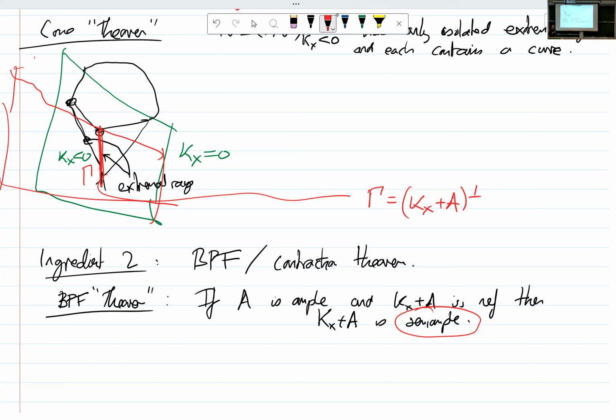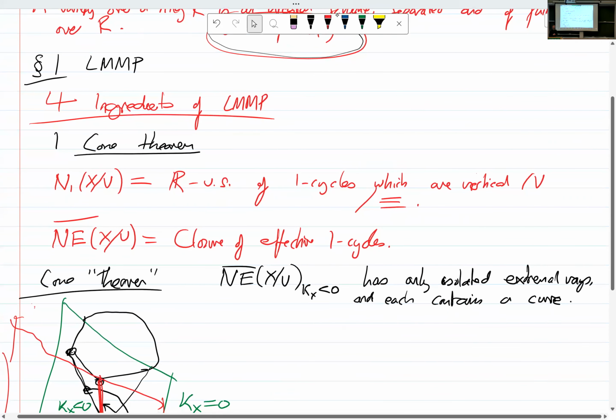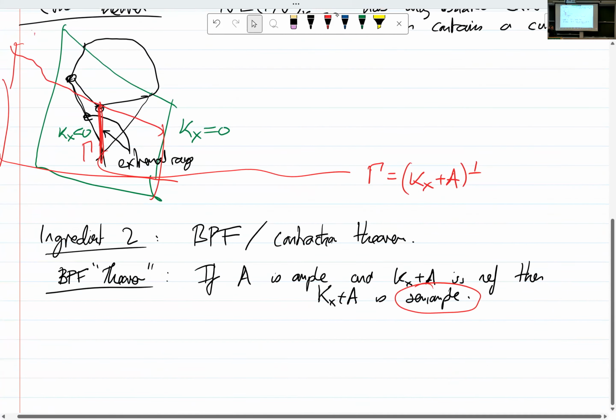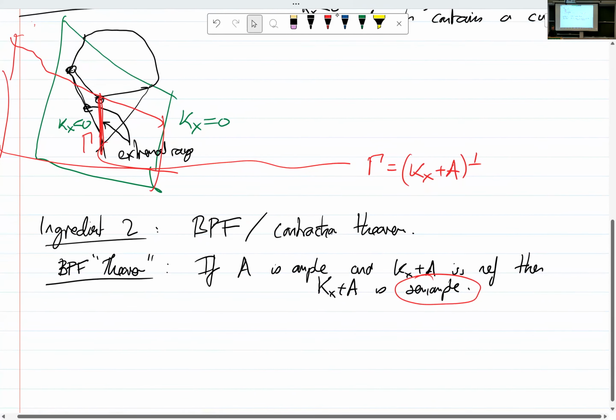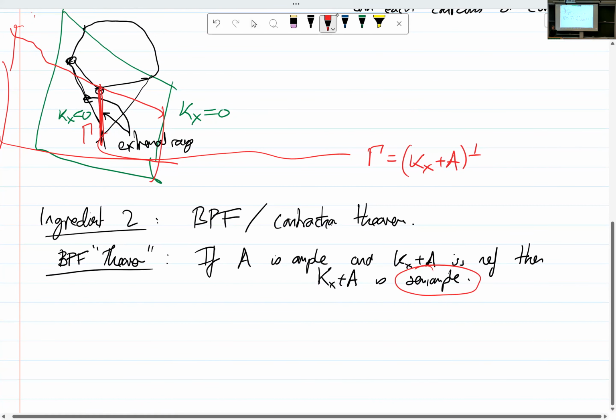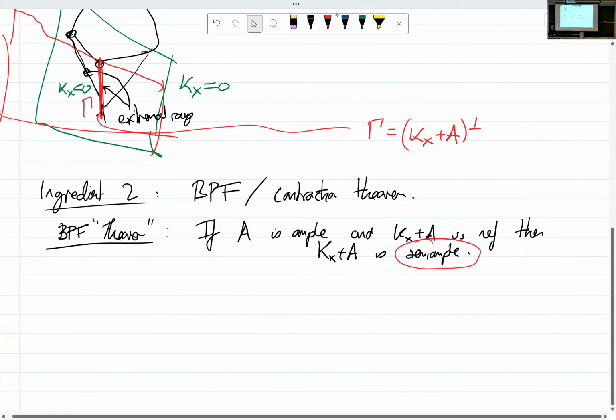Right now, I'm being incredibly vague about what I'm working over because I want to come back to that in a bit. Okay, so I just said R is a ring, and then if MMP works over R, this is what you want. If it doesn't, then it won't. Okay, so this is ingredient 2. We want this base point free theorem. I put the statement up here because this is really the one we'll focus on most in this talk.